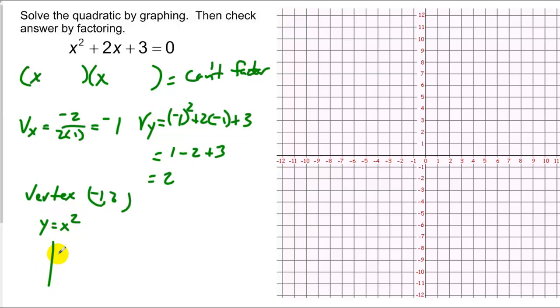y equals x squared is my parent function: 0, 0, 1, 1, 2, 4. Here's -1, 2, over 1, up 1, over 2, up 4, etc., etc. Clearly see this parabola is not going through the x-axis at all, so there are no x-intercepts, therefore no solution.